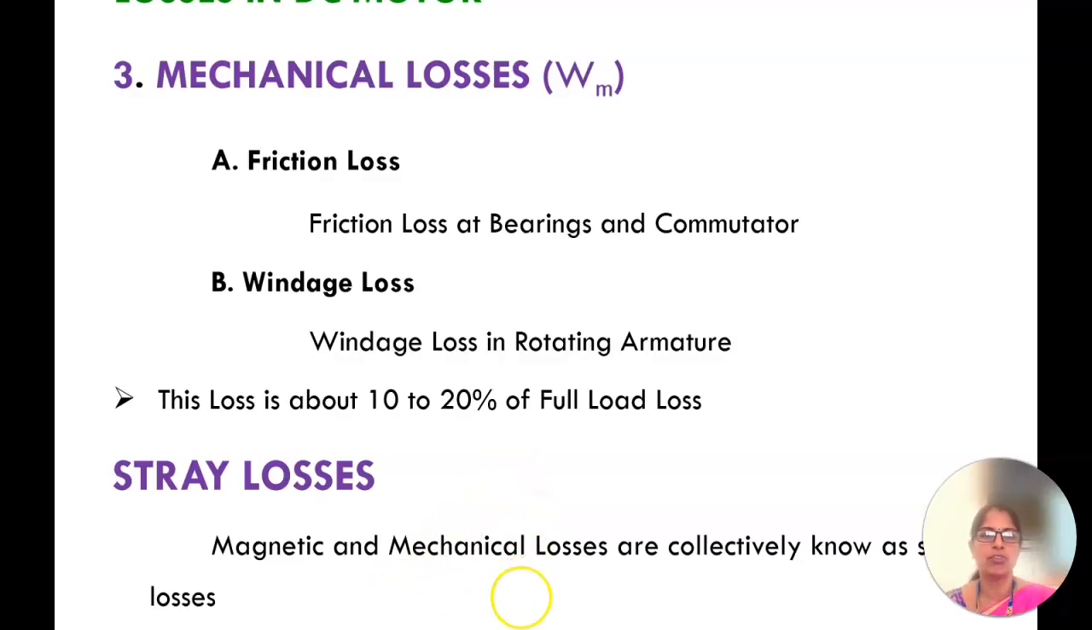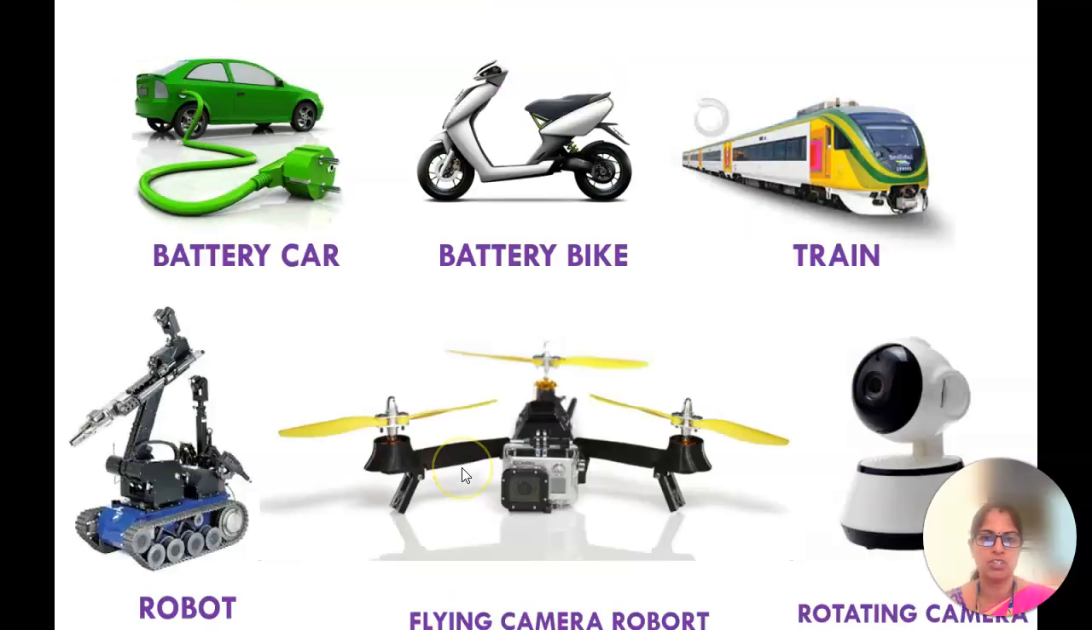These are all the basics of losses of DC machine. And application of DC motor. DC motor is used in battery car, battery bike, train, flying camera robot, rotating camera, robots; everywhere DC motor is used. And these are all about basics of losses of DC motor.